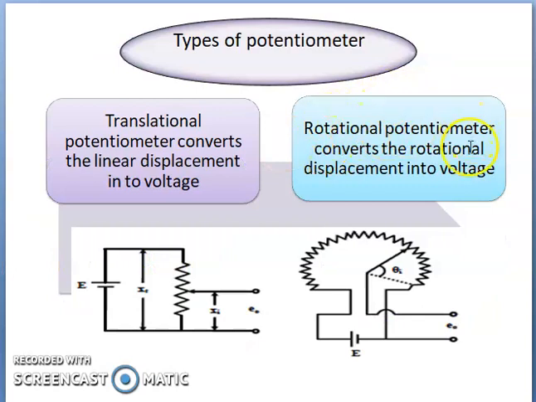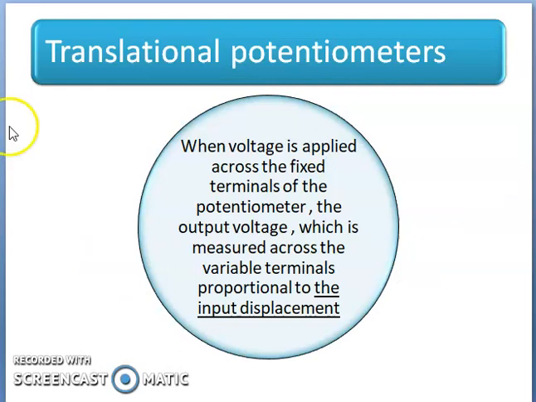And in the case of a rotational potentiometer, it converts the rotational displacement into voltage. These are examples of rotational and linear potentiometers. In the case of a translation potentiometer, when the voltage is applied across the fixed terminal of the potentiometer, the output voltage, which is measured across the variable terminal, is proportional to the input displacement.